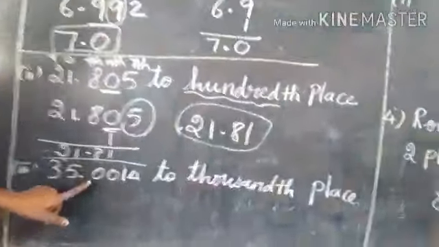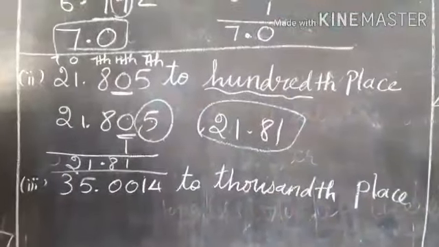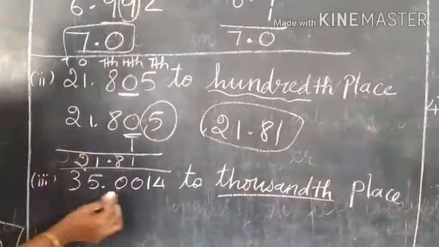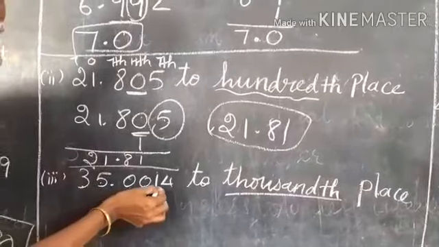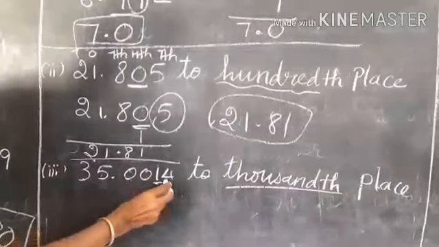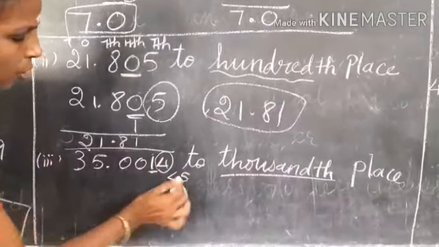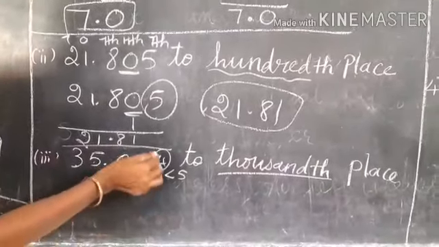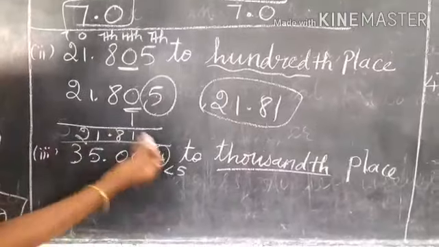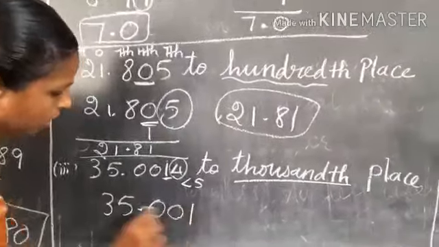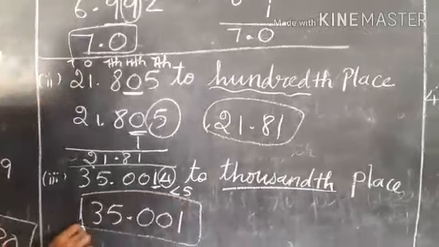So the rounded value is 21.81. Next, 35.0014 to 1000th place. Ones, tens, hundreds, thousands. The 1000th place is 1, the next number is 4, which is less than 5. So we need not add anything to the underlined digit, we can take the digits as they are. So 35.001 is the rounded off value. Are you clear, children?